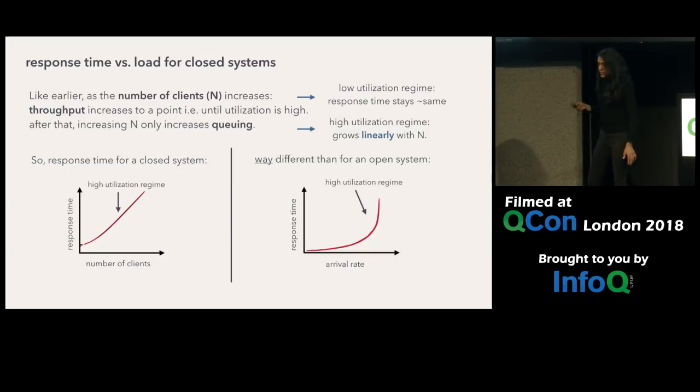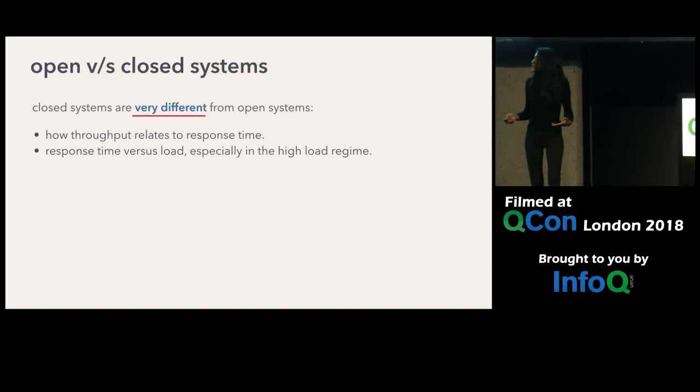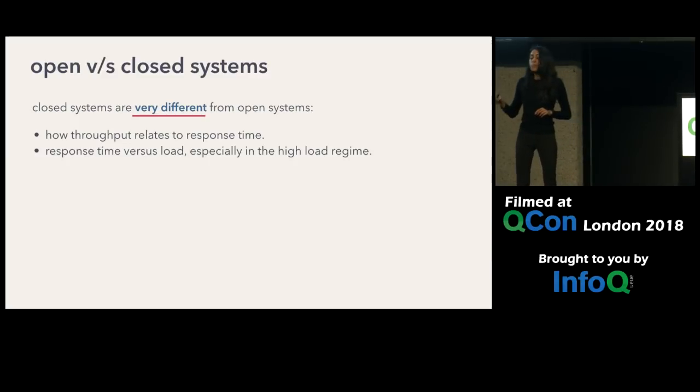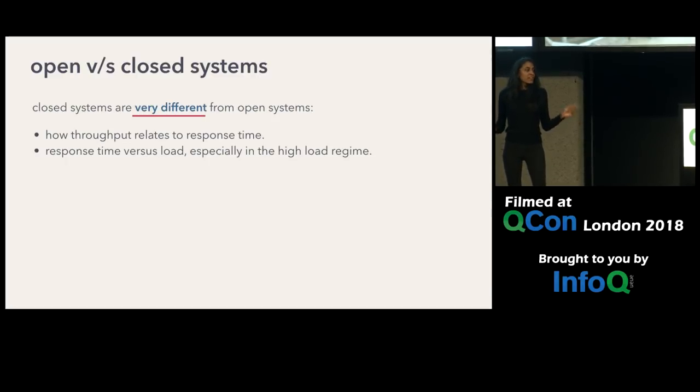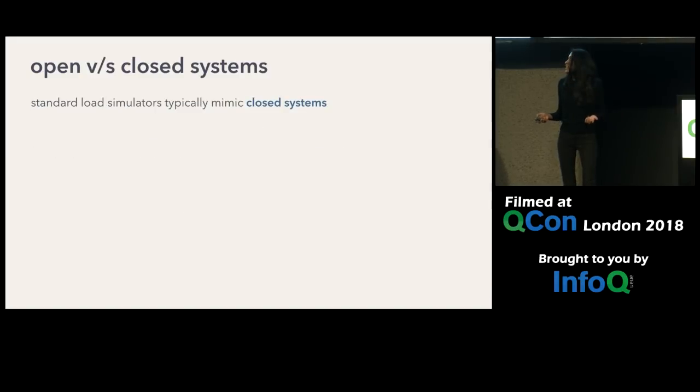OK, so at this point, we've talked about open systems and closed systems, and we've talked about how they're different. What this implies is that we probably shouldn't model an open system using a closed system model and vice versa, right? There's only one problem. And the problem is, does the closed system remind you of anything you might use? Load simulators. Most standard load simulators typically mimic closed systems, right?